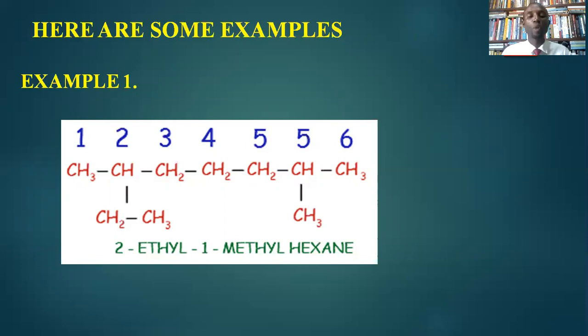So the compound here now is what? 2-ethyl. Why? Because ethyl is substituted at the second carbon atom. So 2-ethyl, you put a dash, 2-ethyl is at that position. 5-methylhexane is the name of this particular compound.